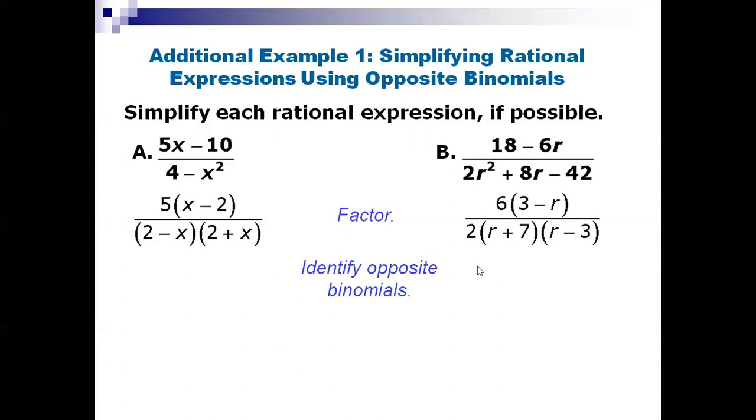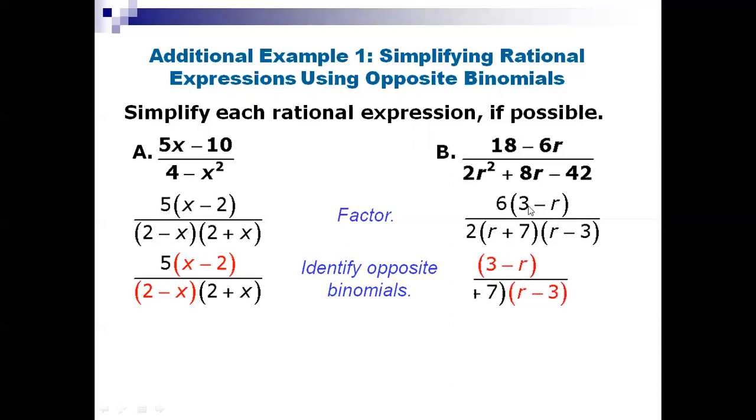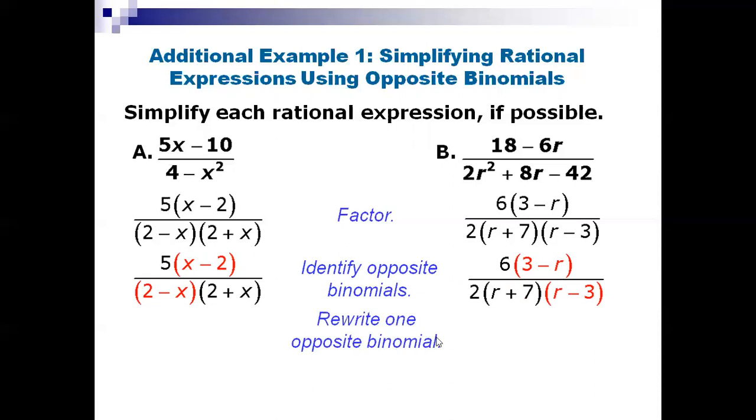After factoring, we're going to identify if we have opposite binomials. Here we have opposite binomials, x minus 2 and 2 minus x. In letter B, we have 3 minus r and r minus 3. So you can rewrite one opposite binomial. That could be 5 times x minus 2 over negative 1. Take out the negative 1 and then x minus 2 times 2 plus x.